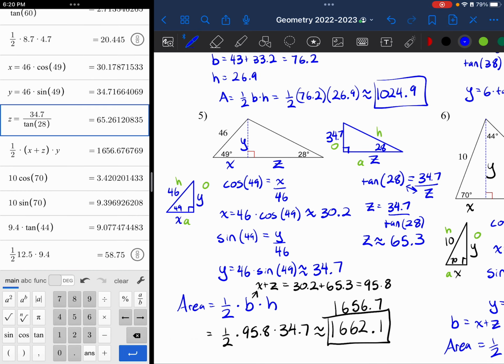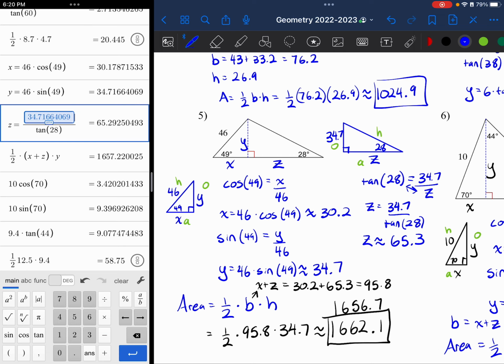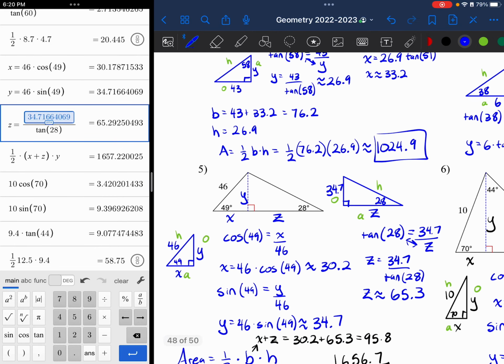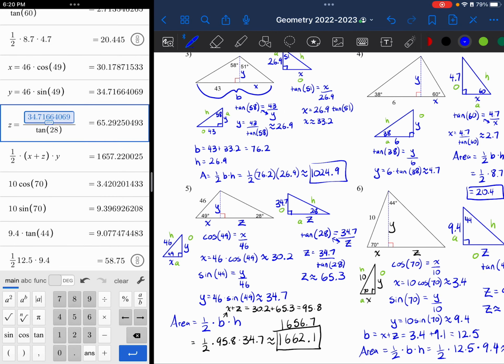I can change this 34.7 into an answer. Check this out. So 34.7, if I just type in answer, then it's really exact. I get 1657.2. Yeah, that's even farther away. I'm not sure what the mistake is. If you guys can find a mistake in number 5, please let me know.